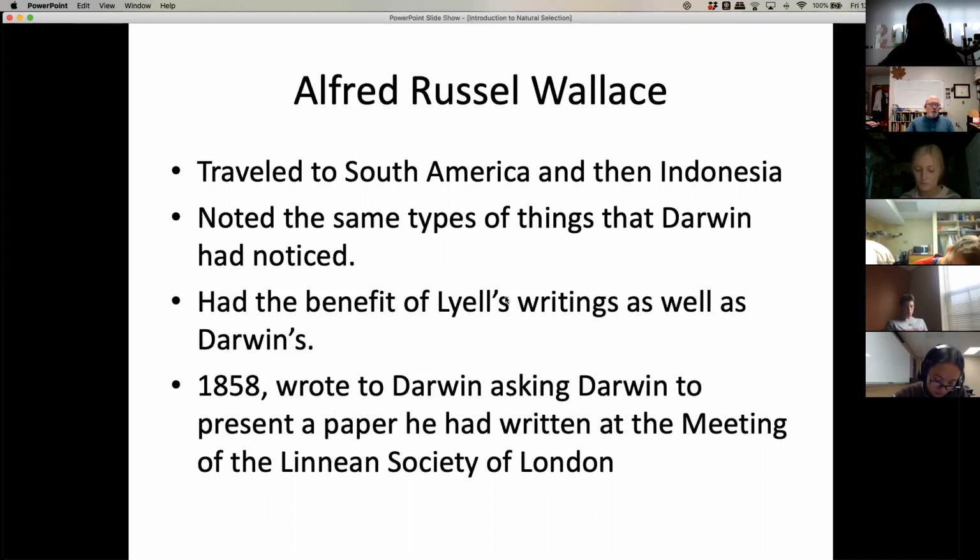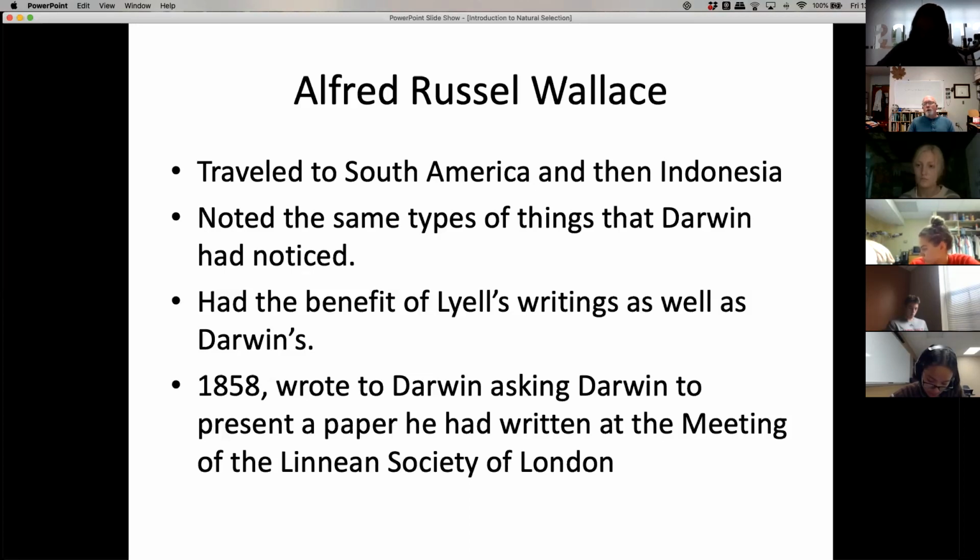He had the benefit of Lyell's writings, but he also had the benefit of Darwin's writings as well. And the end result of this is that while Darwin was developing his idea of natural selection, Wallace was also developing his ideas about natural selection. And in 1858, he wrote to Darwin, sending him a manuscript, asking him to read this paper and present it at a meeting of the Linnaean Society of London.